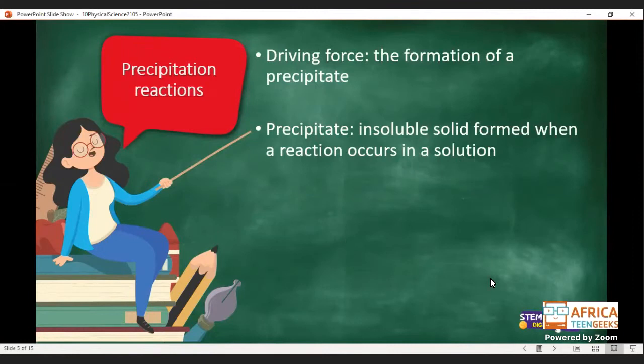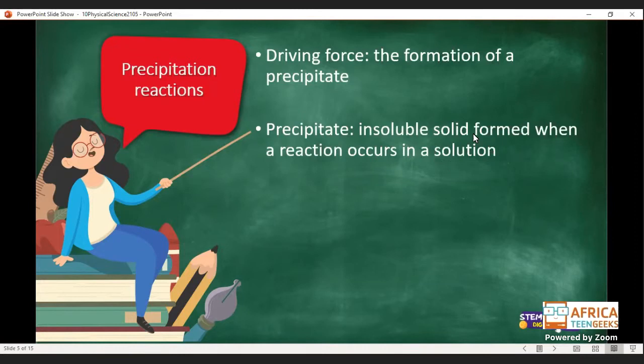So imagine I have sugar water and salt water. They are both solutions. Can't see the sugar, can't see the salt. I know it's there because I dissolved it in that solution. Now imagine I throw these two solutions together and suddenly a solid forms in the new beaker. That is the precipitate. All right, so it's very important.